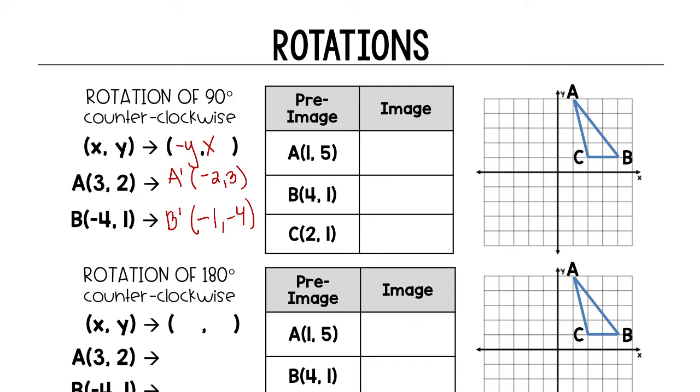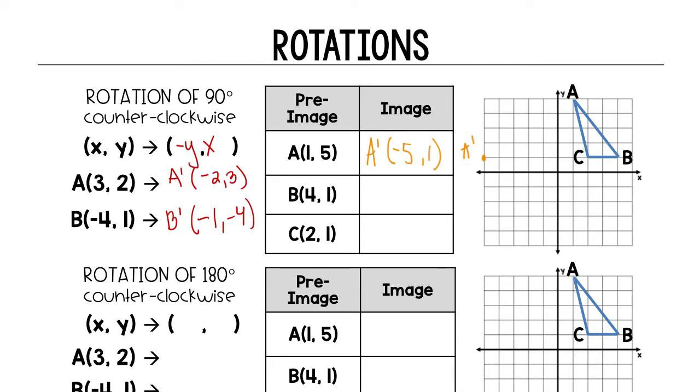All right, we've got point A at 1, 5 in our pre-image. That means A prime is going to be at, they flip spots, so 5, 1, and Y is now negative. So we'll plot that point, negative 5, 1. 5 to the left, 1 up. That's A prime. You can see it started here and went here, 90 degrees counterclockwise.